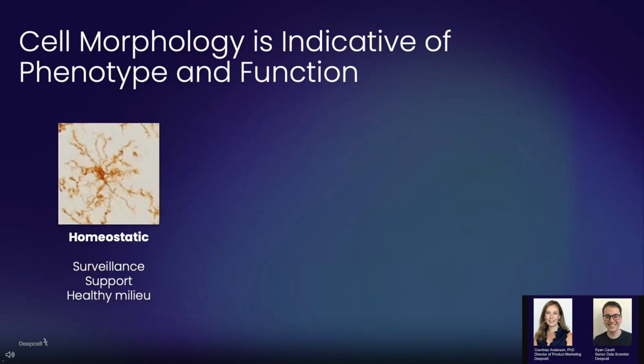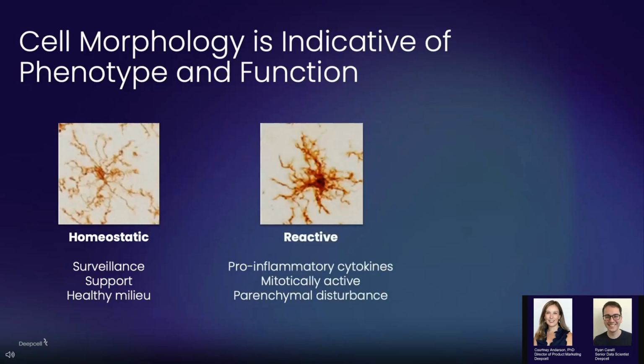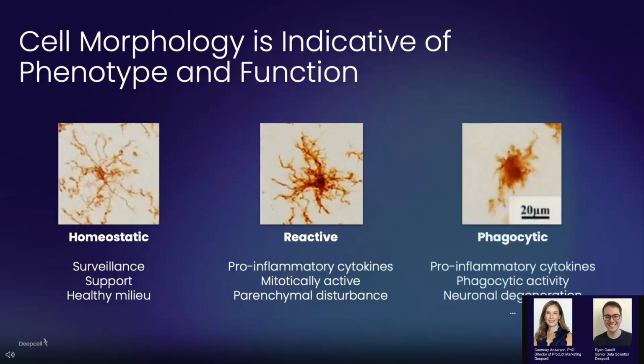It is well known that cell morphology can be highly indicative of a cell's phenotype and function. For instance, here we can see a homeostatic microglia whose morphology indicates a healthy environment and surveillance state. However, reactive microglia respond to a trigger and release pro-inflammatory cytokines, proliferating and changing their morphology dramatically. And if there is neuronal degeneration, microglia will further alter their morphology and engage in phagocytosis. Now, these differences are very clear and striking to the human eye.